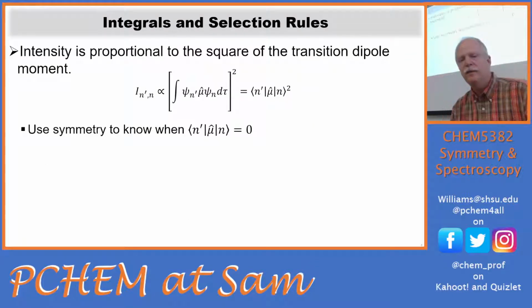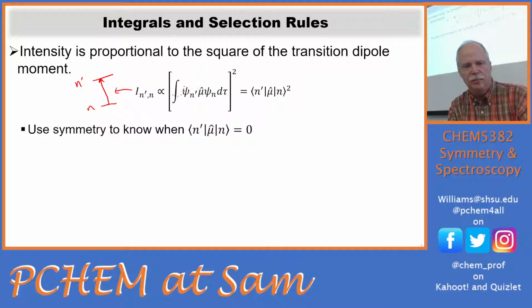So this is really the main point here: the intensity in the transition going from N to N prime. The intensity of this transition is proportional to this transition dipole moment integral squared. This is the wave function of N. This is the wave function of N prime. This represents light.